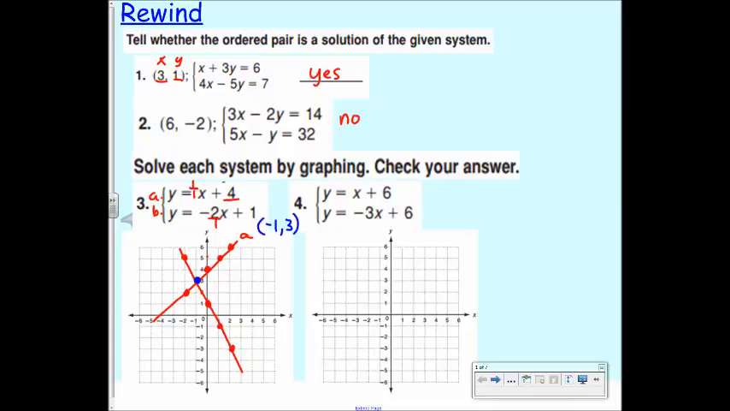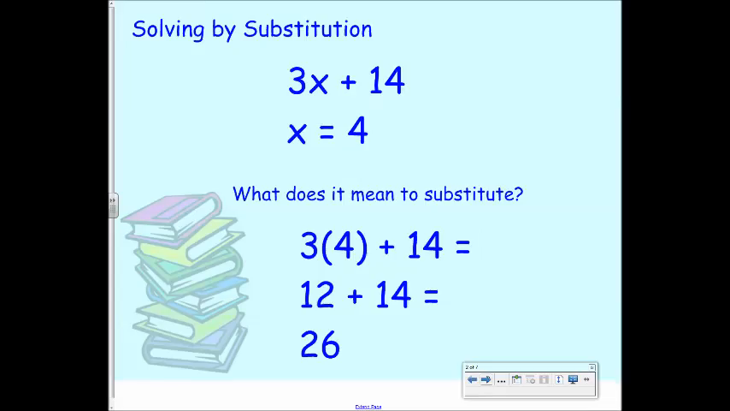All right, what we're going to talk about today is another way to solve systems of equations called substitution. And solving by substitution means exactly what you would think it means. Substitute means to plug in. So you guys in algebra have been plugging in for years and years, right?